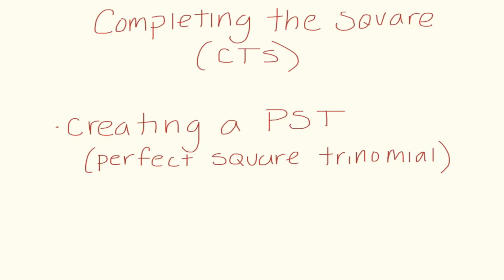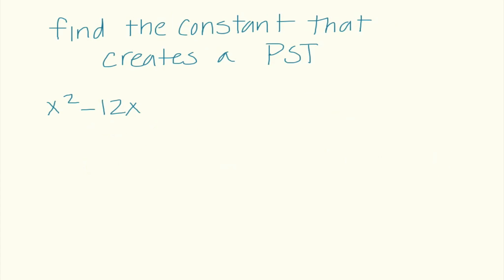In order to figure out how to complete the square, we need to learn how to create a perfect square trinomial, otherwise known as PST. So that's what we're going to start off with doing. Our goal is to find the constant that creates a perfect square trinomial. So our first one, x squared minus 12x, we need to figure out what we would add to create a perfect square trinomial. I want you guys to just think for a moment on what it would be before I write it down.